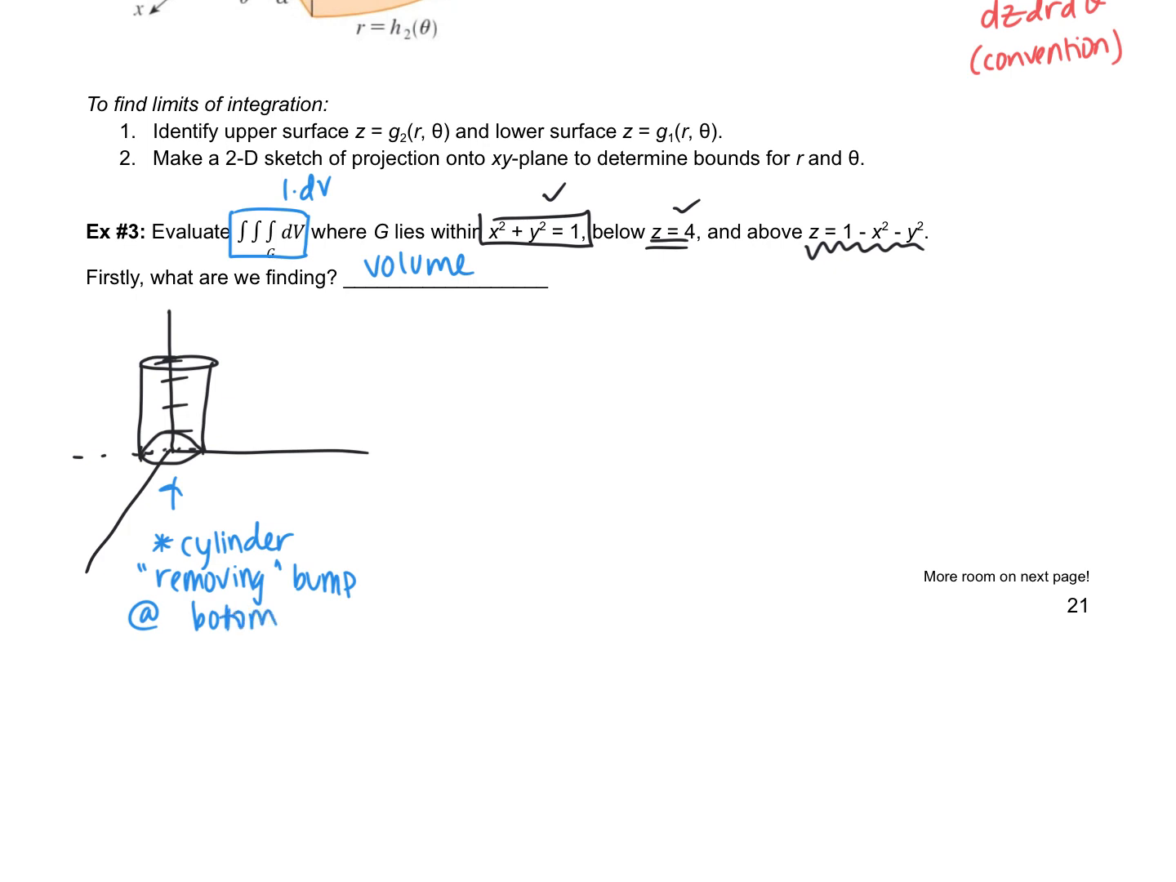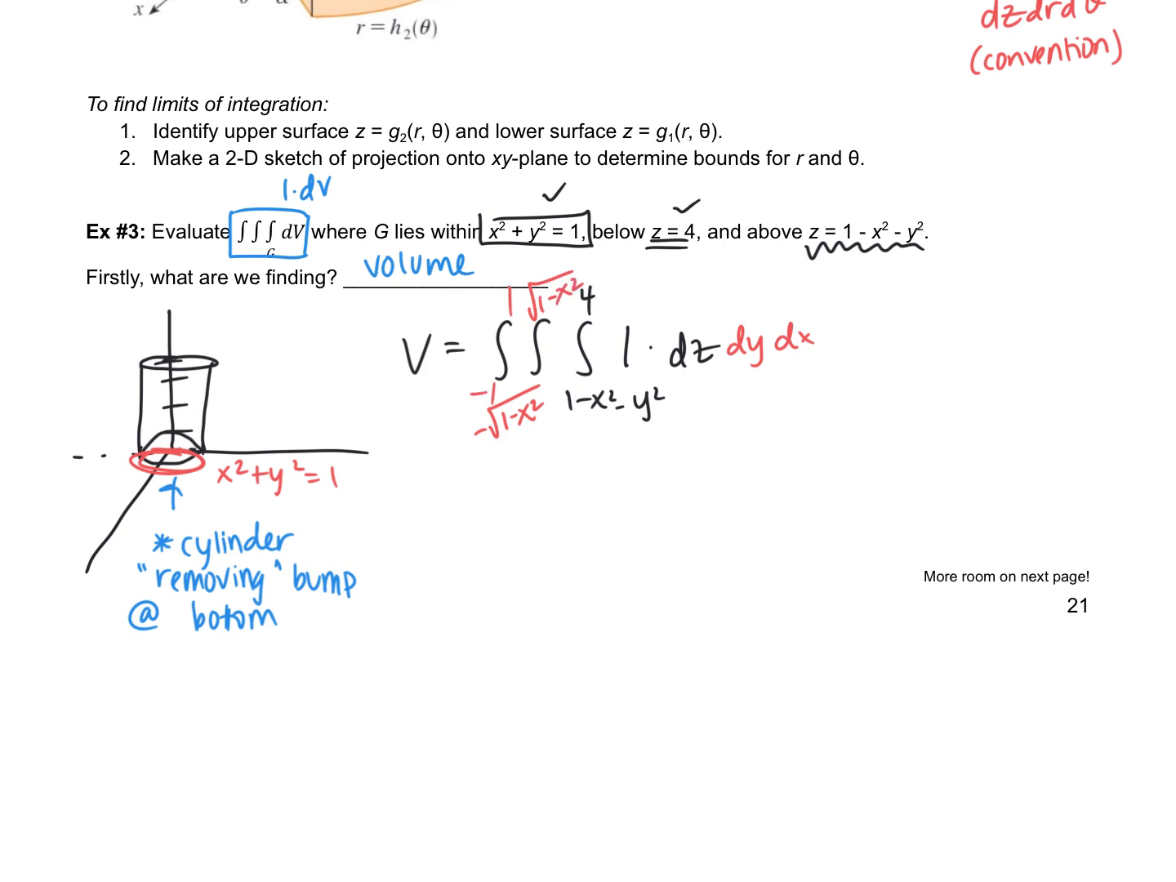Okay, so let's give this one a try. We're going to set up our volume. We have our triple integral of 1 dV. My z goes from that lower bound of 1 minus x squared minus y squared up to z equals 4. And then the rest of our figure is the projection on the xy plane, which is a circle down here, x squared plus y squared equals 1. So if I decide to do y next, and then x, like we've seen many times, y goes from negative square root of 1 minus x squared to positive square root of 1 minus x squared, and x goes from negative 1 to 1.